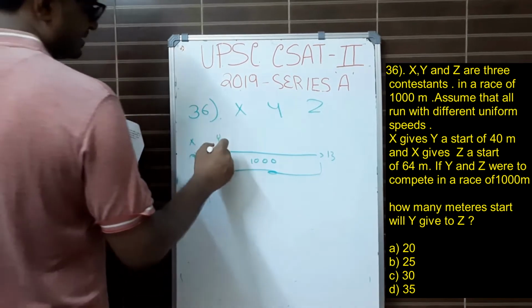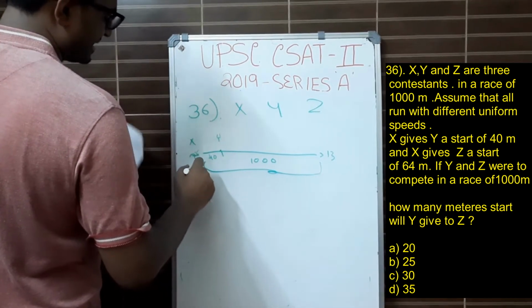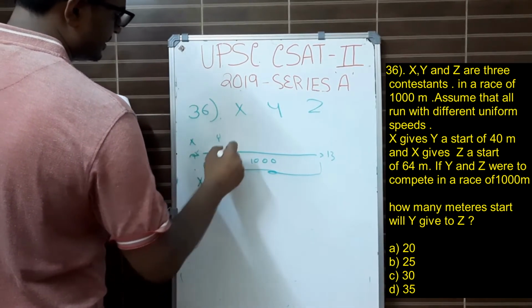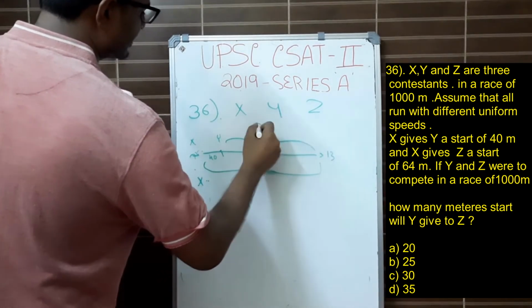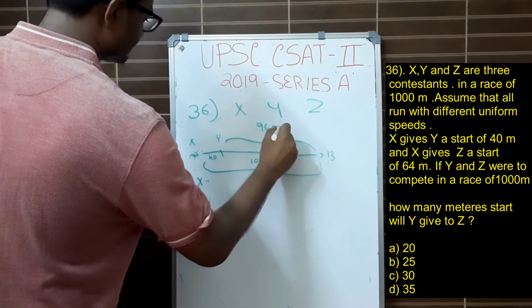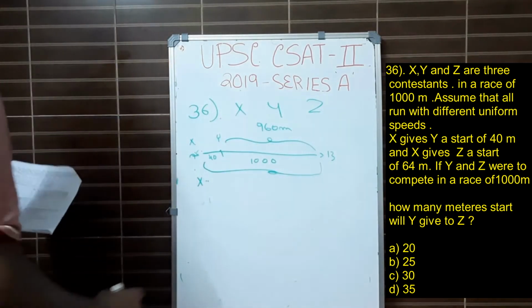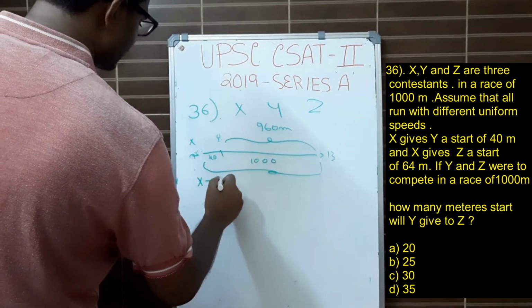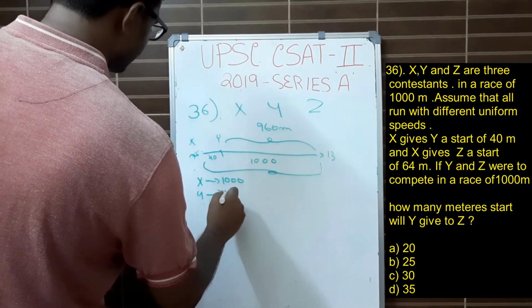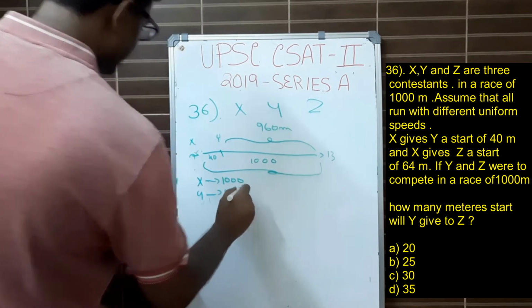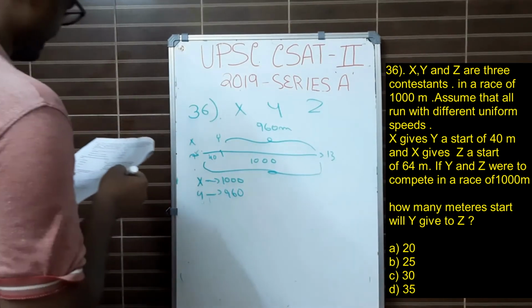So when X starts running, Y would have already covered 40 meters. And what is the distance he has to cover? That's only 960 meters. Okay, so what it implies is when X covers 1000 meters, Y covers only 960 meters.